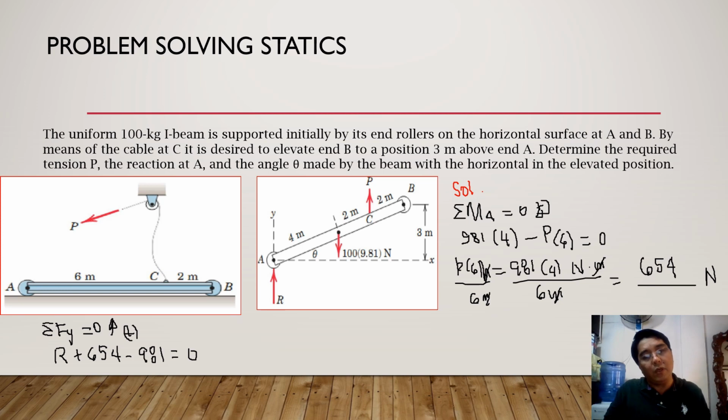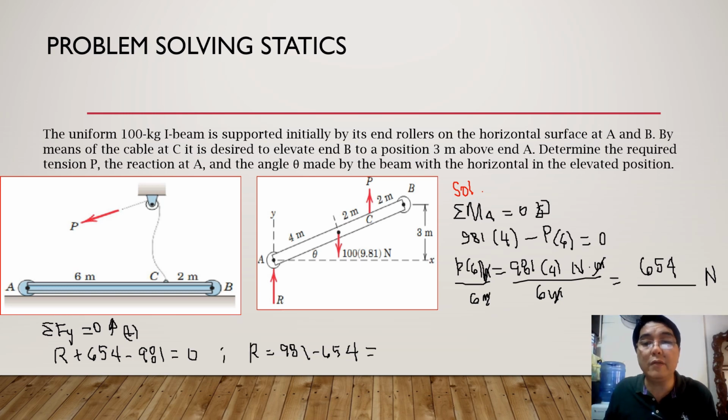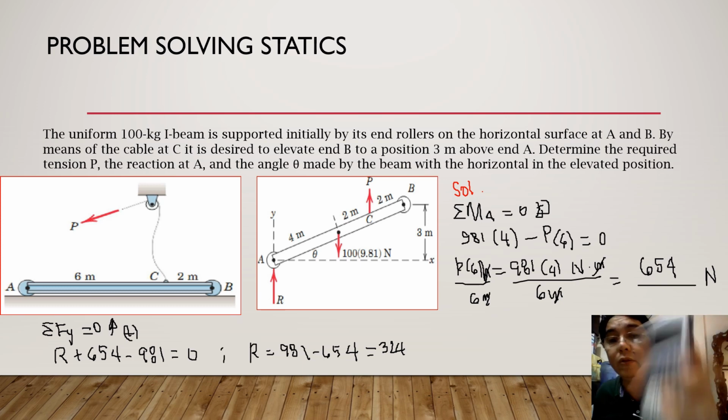So if we transpose everything on the other side, we have 654 minus 981, positive 327. So we have here R to be equal to 981. Pakita natin para hindi mabigla. Minus 654. Okay. And that is 327 sa ating calculator. Pasensya na ha, hindi ko magamit itong ating virtual calculator kasi nasa PowerPoint po tayo ngayon. Kaya dito na lang tayo sa calculator natin na ito bumabase.